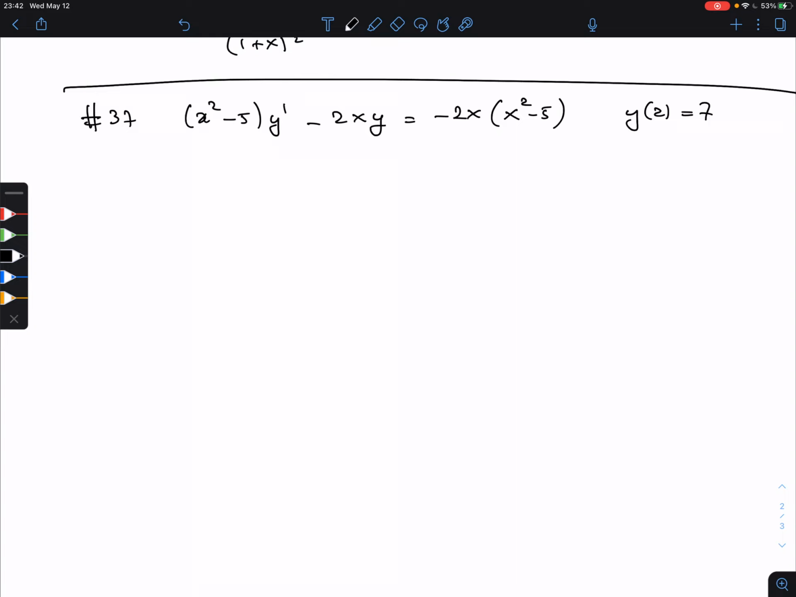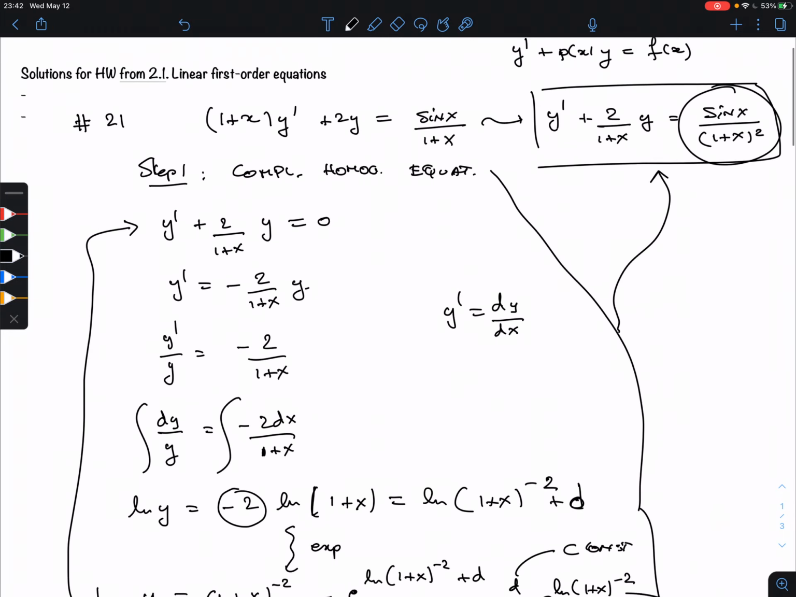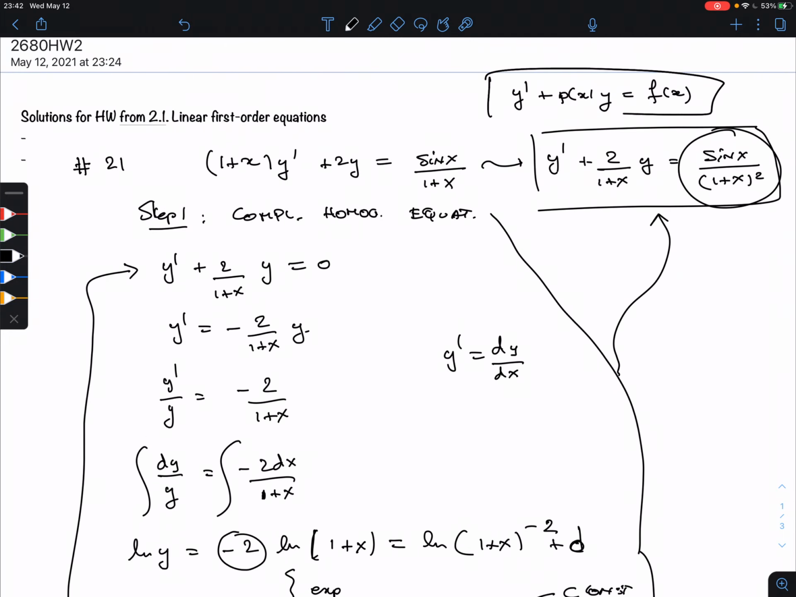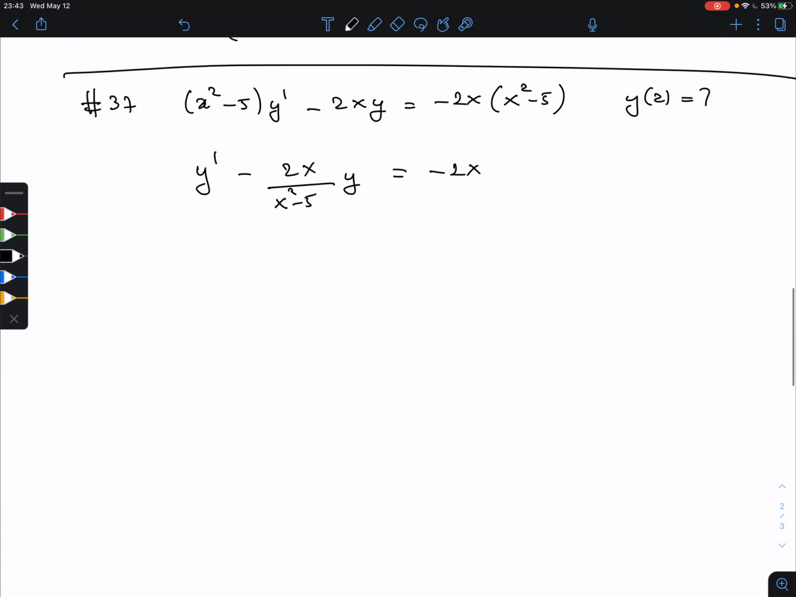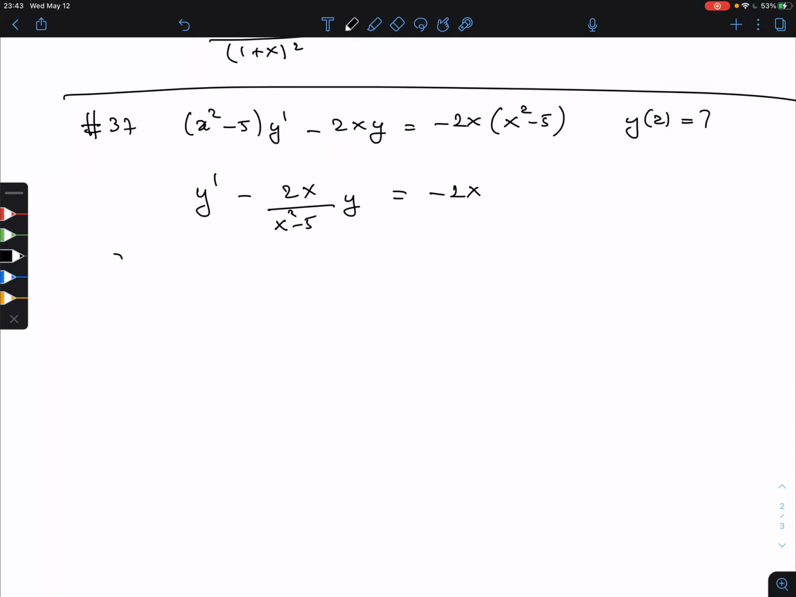Same strategy, let's look for the homogeneous one. Well, before I do this, let's again write it as a linear equation. So this would be y prime minus 2x over x squared minus 5 times y equals minus 2x. The x squared minus 5 cancel out. That's the standard form of the way that we always write it. And it's good practice to always get to the standard form, because then it's much easier to recognize what the complementary equation is.